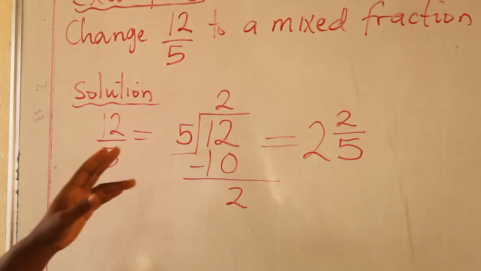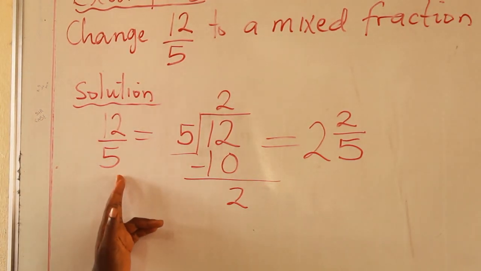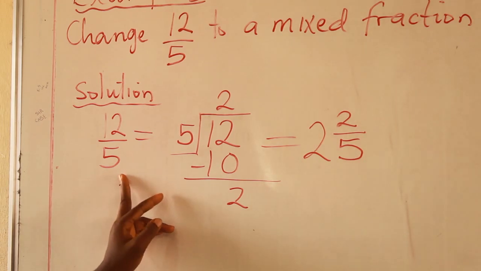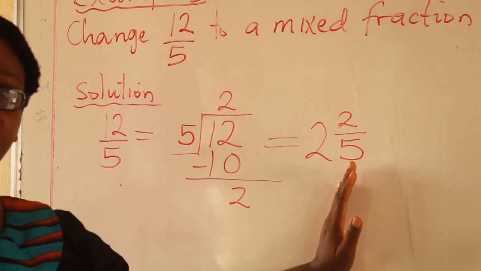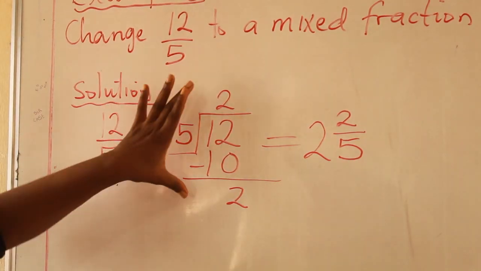So when we are changing 12 over 5, which is an improper fraction, to a mixed fraction, this is what we will get using this method.